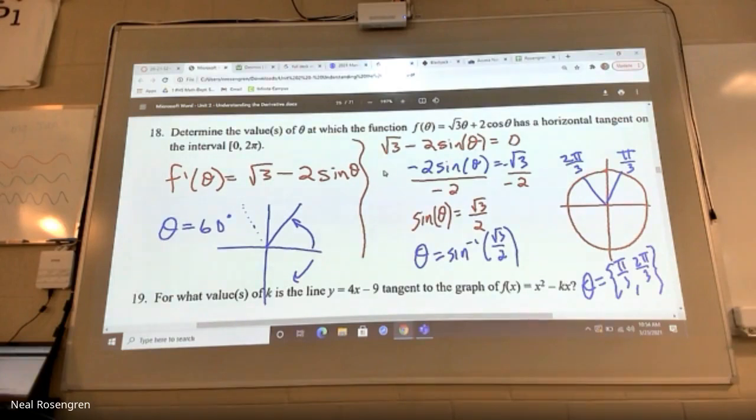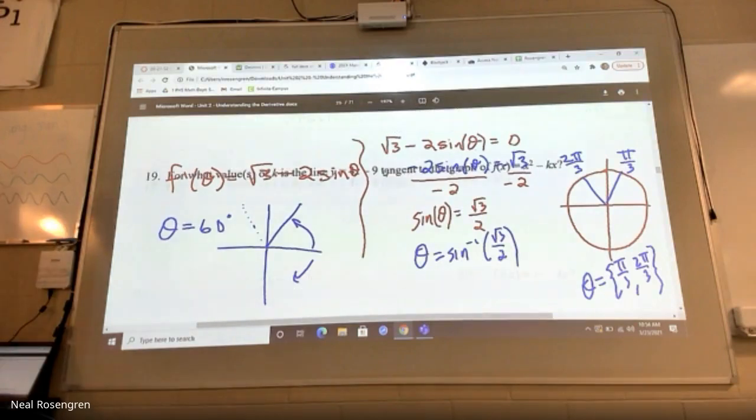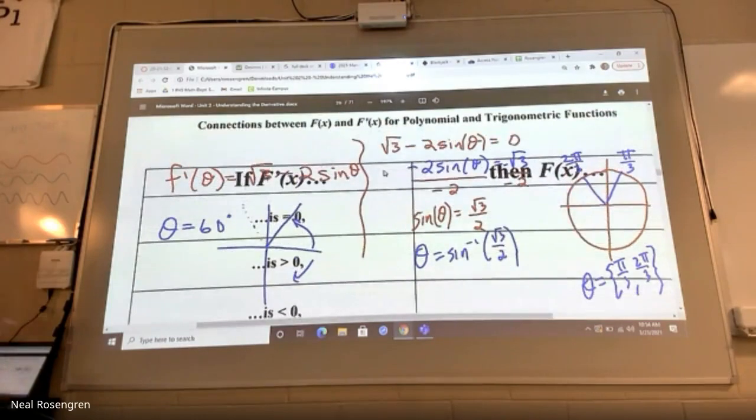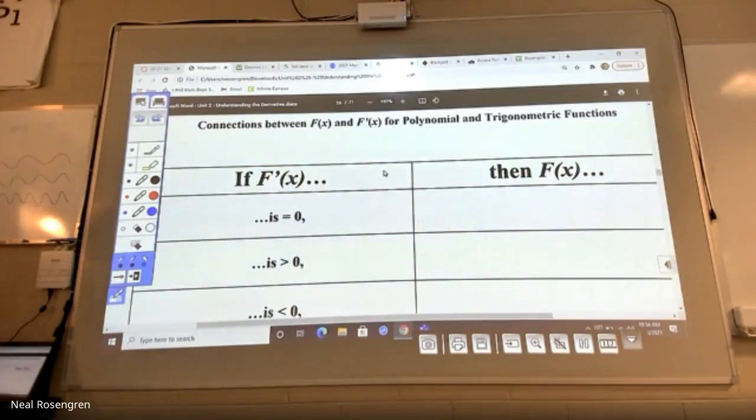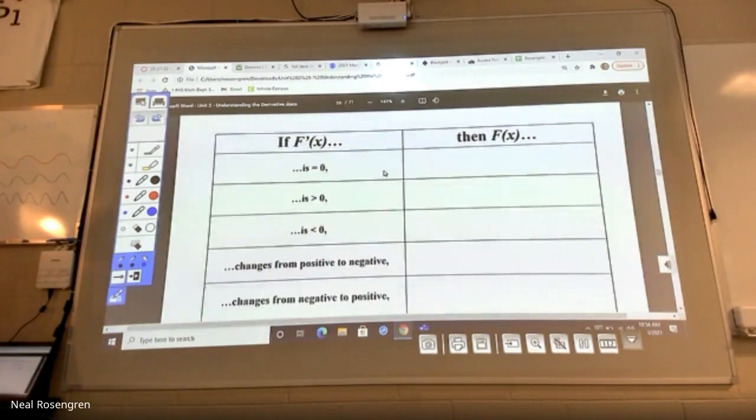Okay, good. Now you've got a pretty good handle on it. Now, let's start putting some things together. I'm going to skip 19 completely. Let's turn to the next page, page 139. Yes, that's 20 minutes ago. Fine. All right, let's start to put some connections together.